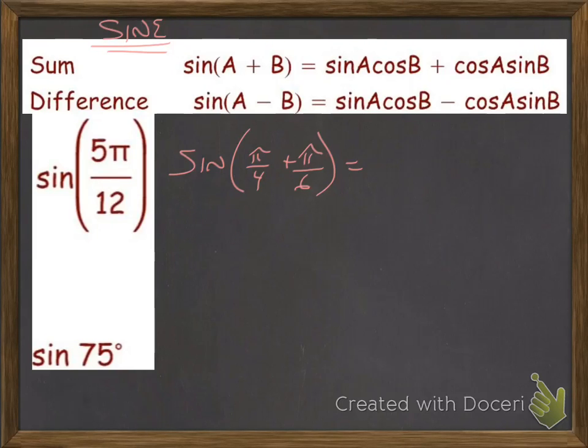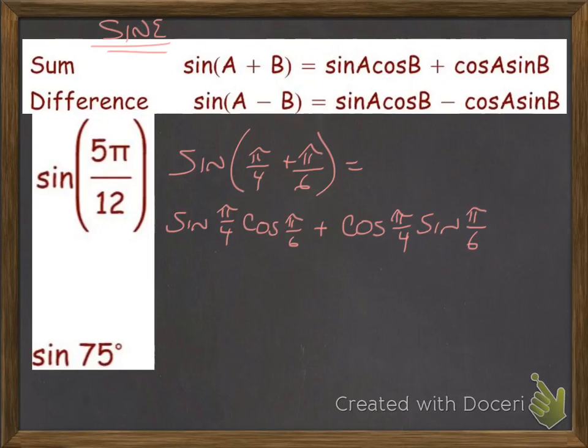and I have sine of A, well that's pi over 4, times cosine of B, that's pi over 6, plus cosine of A, pi over 4, times sine of B, pi over 6.